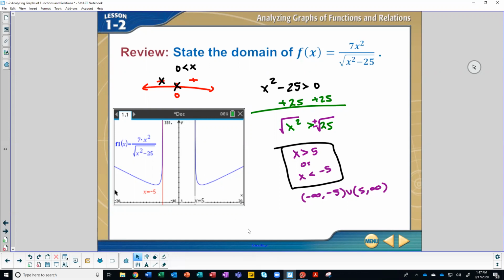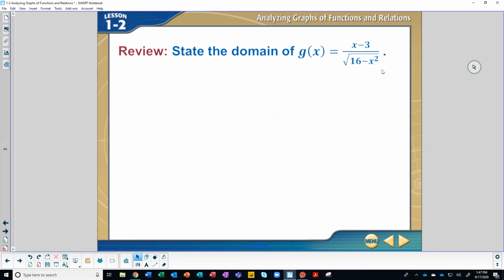Let's try the last one. Let's state this domain. So number line, y'all talk me through it. Can't be divided by 0. Can't be divided by 0. Good. Eliminate that. No negative square root. No negative square root. That's gone.